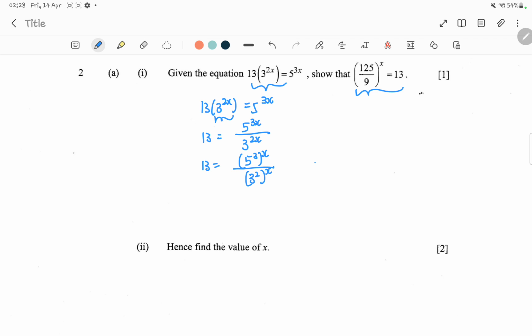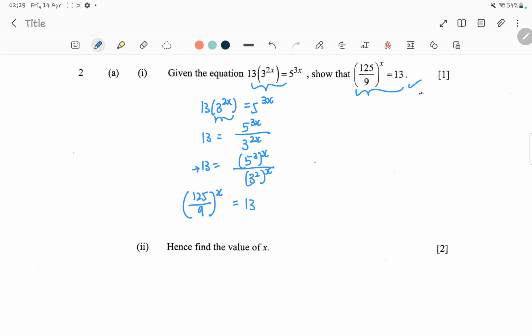In that case, we can clearly see that the right hand side, I'm going to write it on the left now. Okay, so 5 to the power of 3 over here is 125, and 3 to the power of 2 is 9. So then we can say that because this is power x, this is also a power x, so I'm going to write a power x over here, and this equals 13. Okay, and we are done.